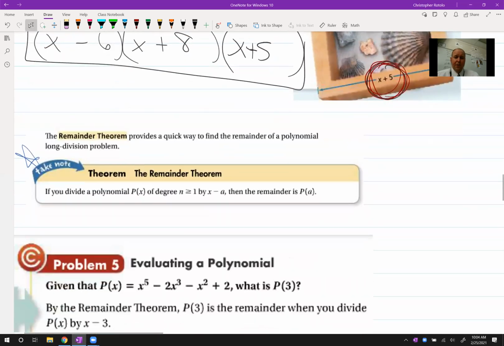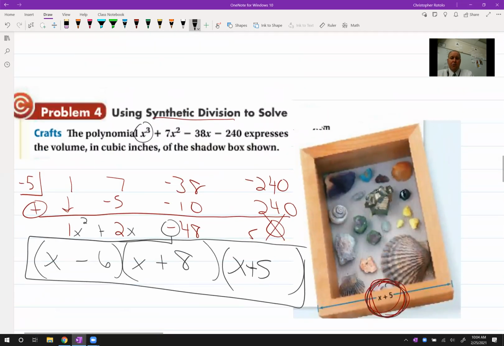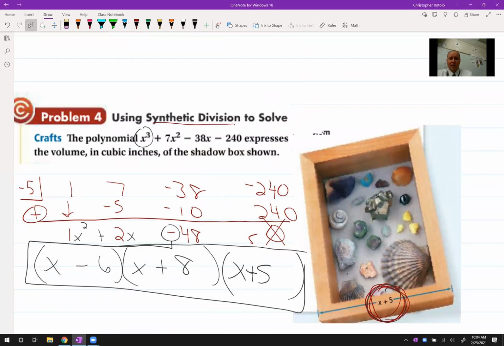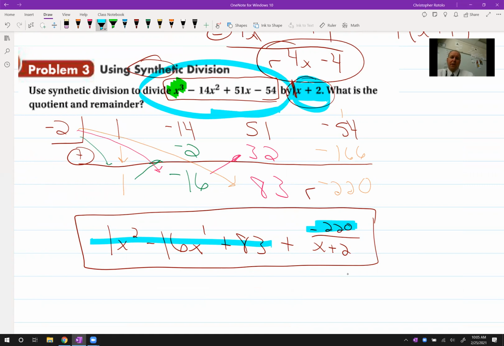All right, so the remainder theorem, we kind of talked about this before. If you end up with a remainder, right? So this one worked out. That means if I did x plus 5 times this whole thing, this x squared plus 2x minus 48, that would give me what we started with. And in this one, if I multiplied the trinomial by what we're dividing by, I would still have to subtract negative 220 to equal what we started with.